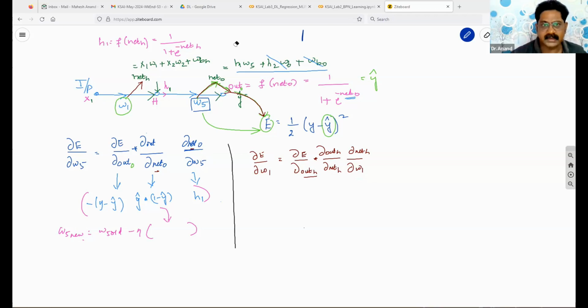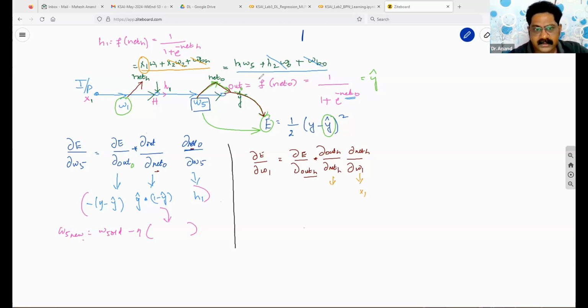But for the first term, again, you have to write the chain. Let us work this out. Already we have the expression for net at H, right? No doubt, this is the net at H. When you differentiate net at H with respect to W1, these two terms are constant, so they are 0. Only X1 you will get, right? When you simplify, what you will get? X1.